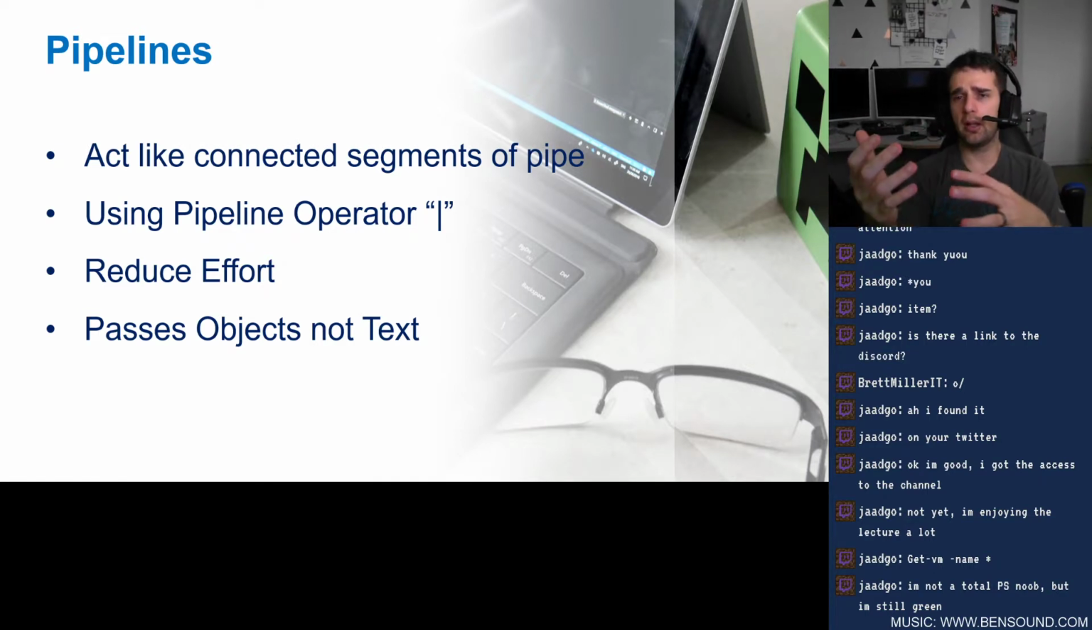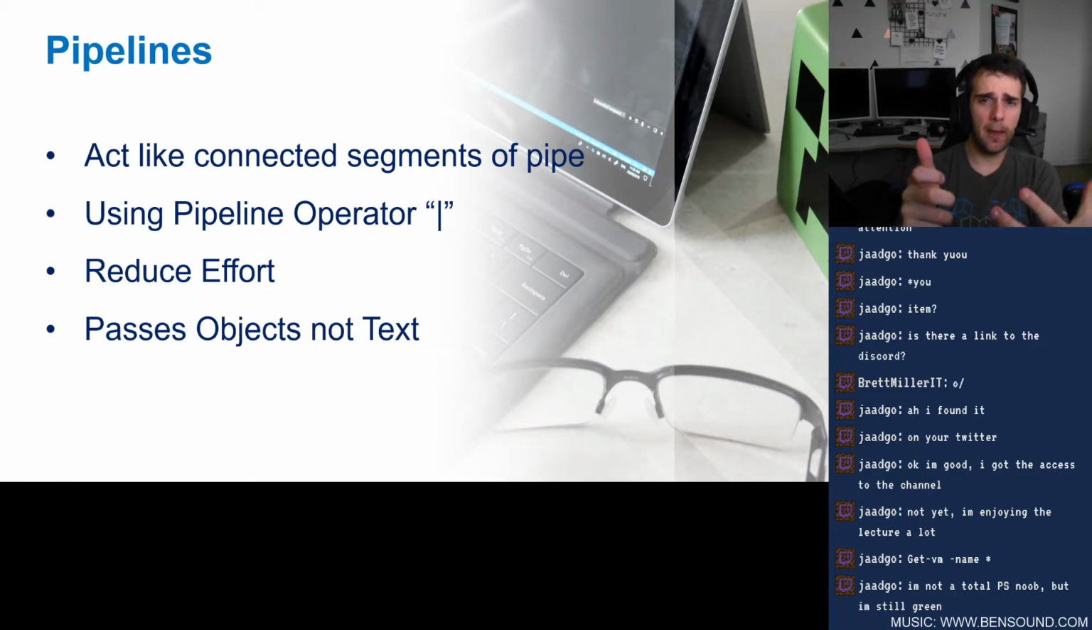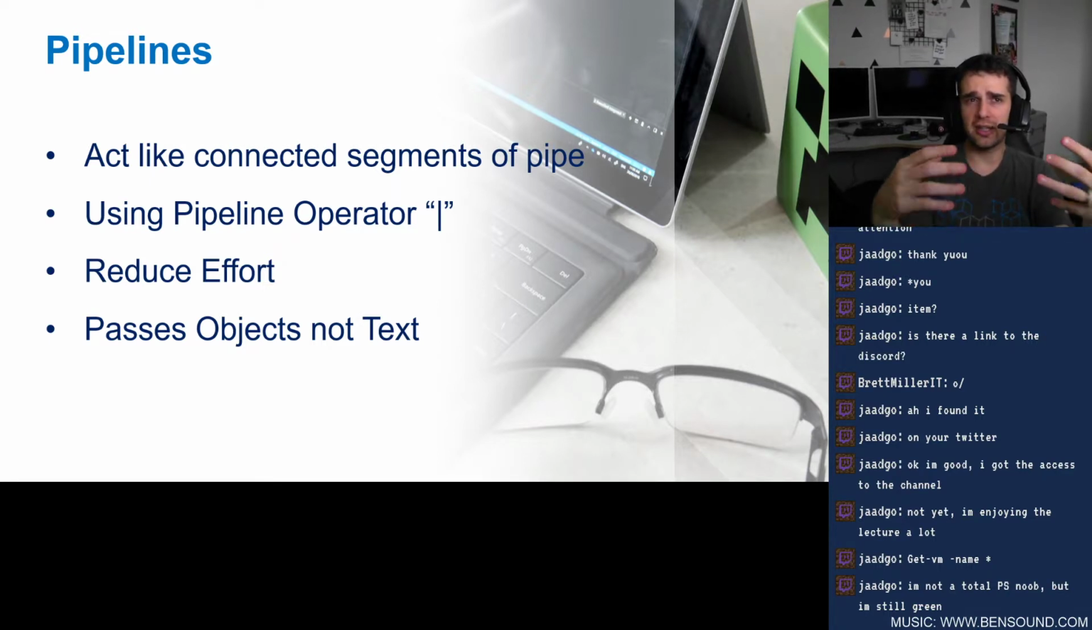So each commandlet could do something different but still retain the object, which means you're not having to deal with any sort of loss of data. You're actually containing the data, and you're not having to add anything to the code because it's already there. And that's what makes the pipeline so powerful.